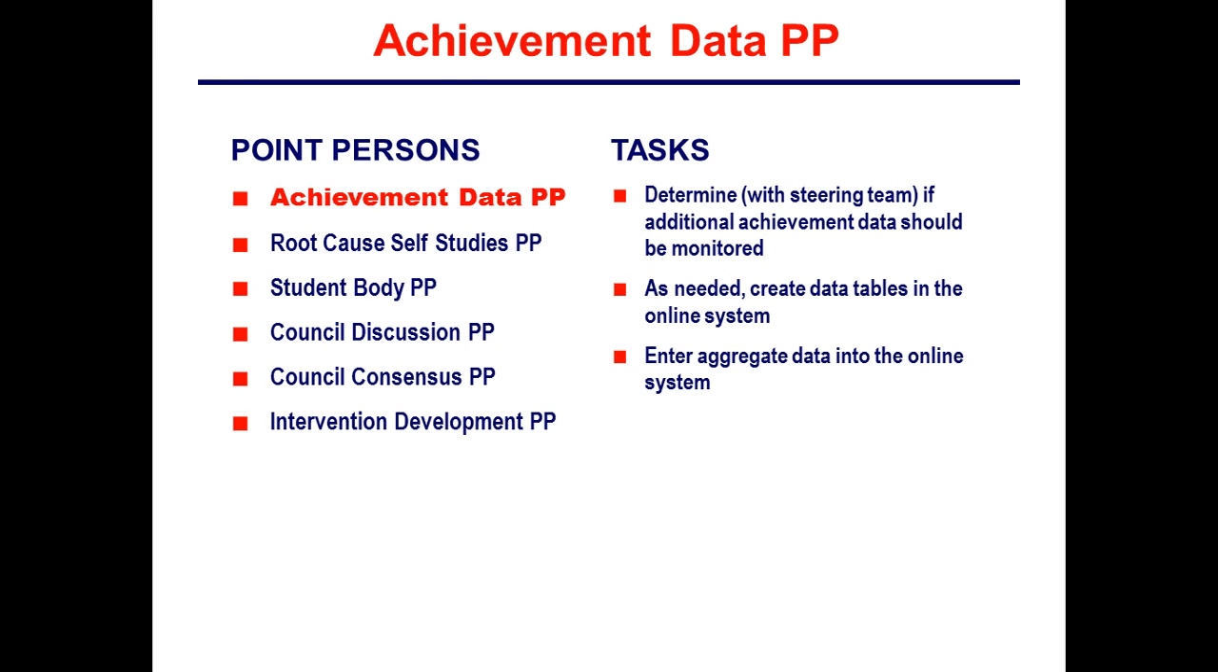So we have certain data points that we'll ask you to monitor, but then we know that your school may give Terra Nova or NWEA, and so we're going to want to think about, is there other data that we should be monitoring in our school improvement? Then, as needed, this person would create the data tables in the online system, and then you would enter aggregate data into the online system. So we're not entering individual student data, but we're entering data for all of the boys or all of the students who are free and reduced lunch or all students in total. So this person, the achievement data point person, has to be a school person because of FERPA and confidentiality. So the only restriction on this one is that it has to be a school person.